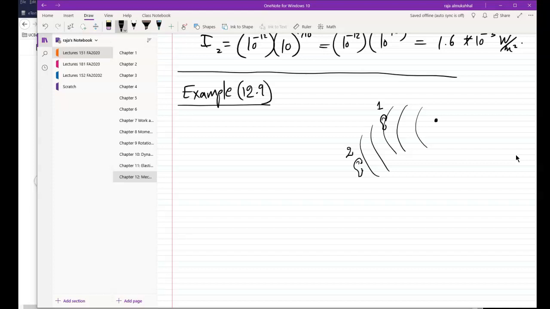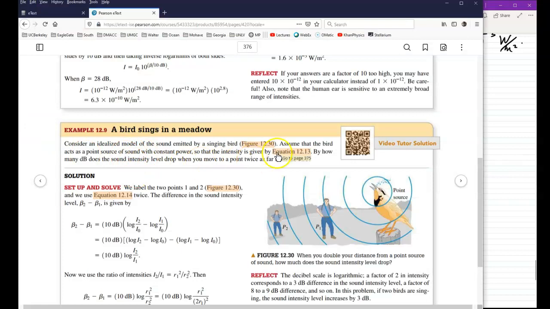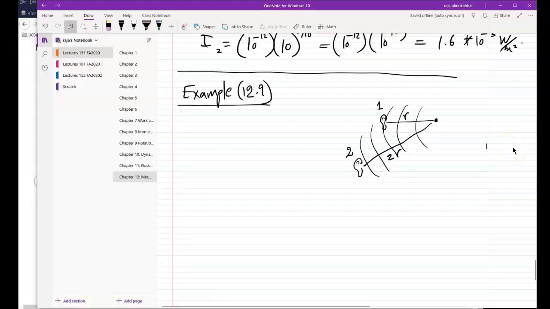Any numbers given to us? No. So this observer is a distance r away, but this observer is 2r away, double the distance. Let me go back to the problem. He said, by how many decibels does the sound intensity level drop when you move to a point twice as far? Oh, it's not two observers, it's the same person moving. But anyway, it doesn't matter. So you move twice as far: you started with a distance r, and now you are 2r away.